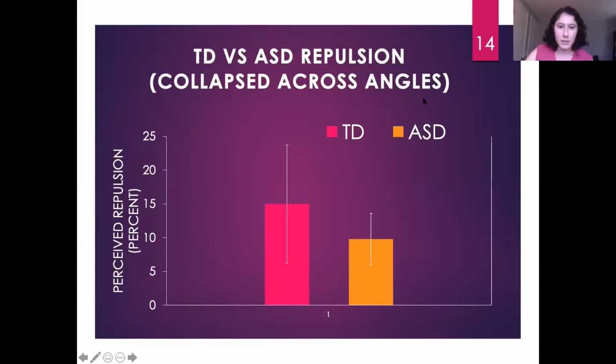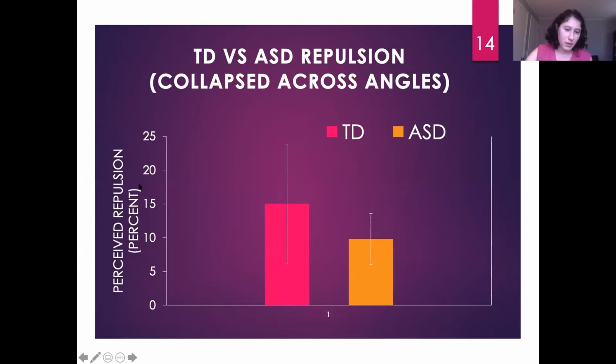And so this here is our preliminary data. So this is all collapsed across all of the offset angles so they can all be compared together. And I do want to say again, this is very preliminary. We're only about 1/3 of the way through recruitment, and that's why our standard error bars here are so large. We do have about twice as many autistic participants so far, and that's why the standard error bar is about half the size of the typically developing one.